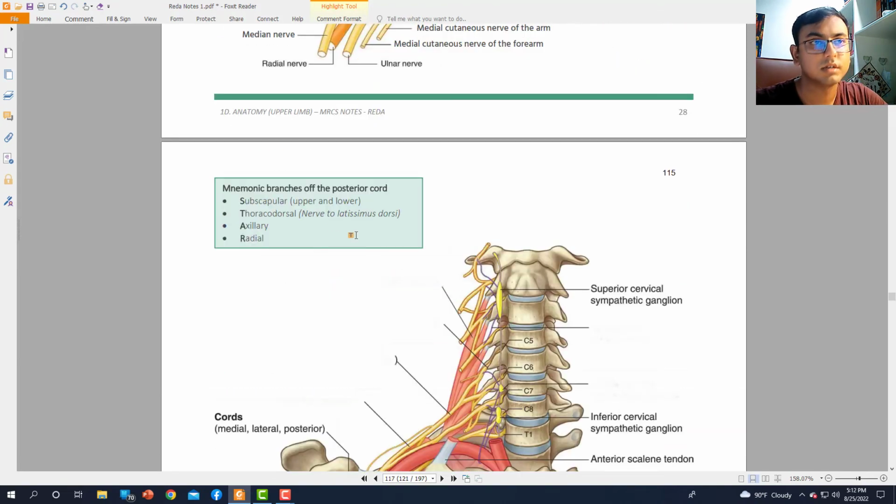Now the posterior cord. Here specifically the posterior cord is important. How many nerves come from the posterior cord? That is axillary and radial first, then the thoracodorsal, that is the nerve to latissimus dorsi, and the subscapular, upper and lower. Upper and lower subscapular nerve, thoracodorsal nerve, axillary and radial nerve.